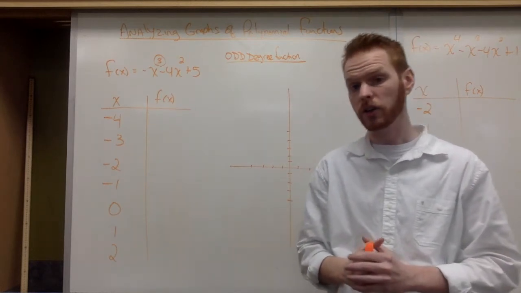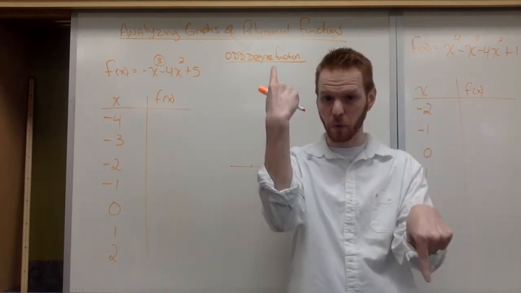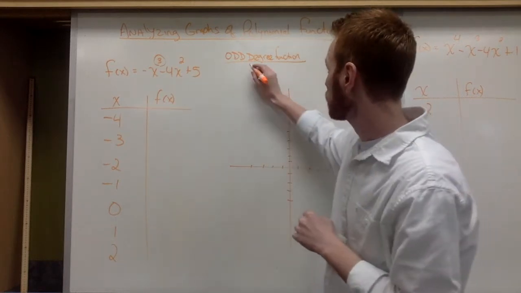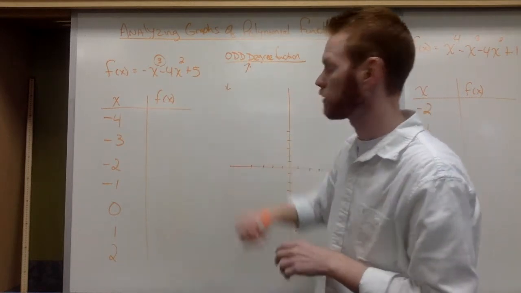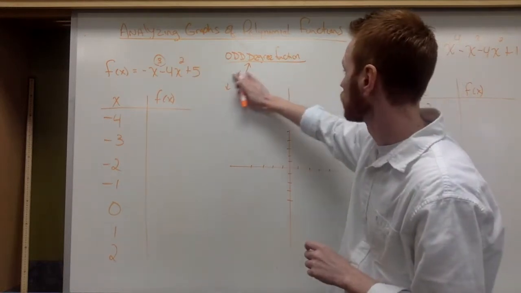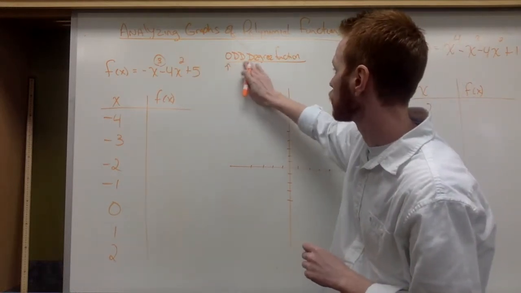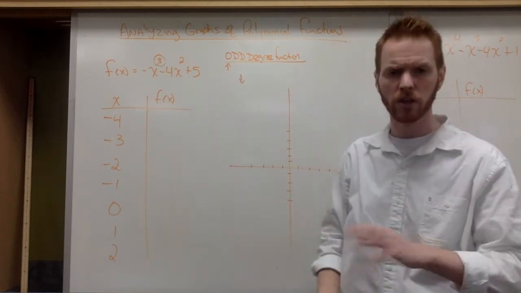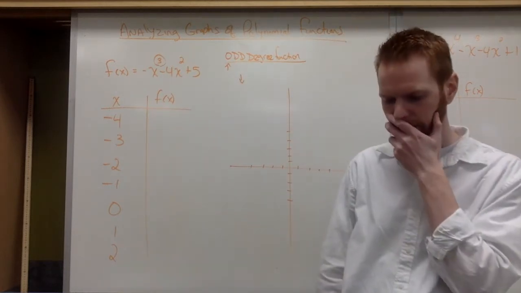And because it's odd degree, that means that the endpoints are going to be pointing in different directions. Now, typically, the endpoints would point in this direction, okay? Because the negative's there, it's being reflected. So realistically, it's going to go in the other direction, okay? So that's one thing I can think about with this graph.